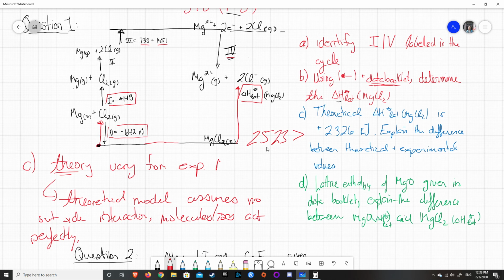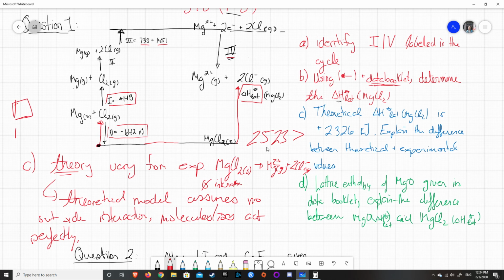If our lattice enthalpy is for solid magnesium chloride, and we need to break it up into magnesium in the gas phase in ionic form and 2 chloride ions, this is a very energy intensive process. We need to put a lot of energy into this. But the theoretical model assumes it's an ideal gas, so it assumes there's zero interaction between gaseous ions. But we know that's not true, that there's some sort of interaction.